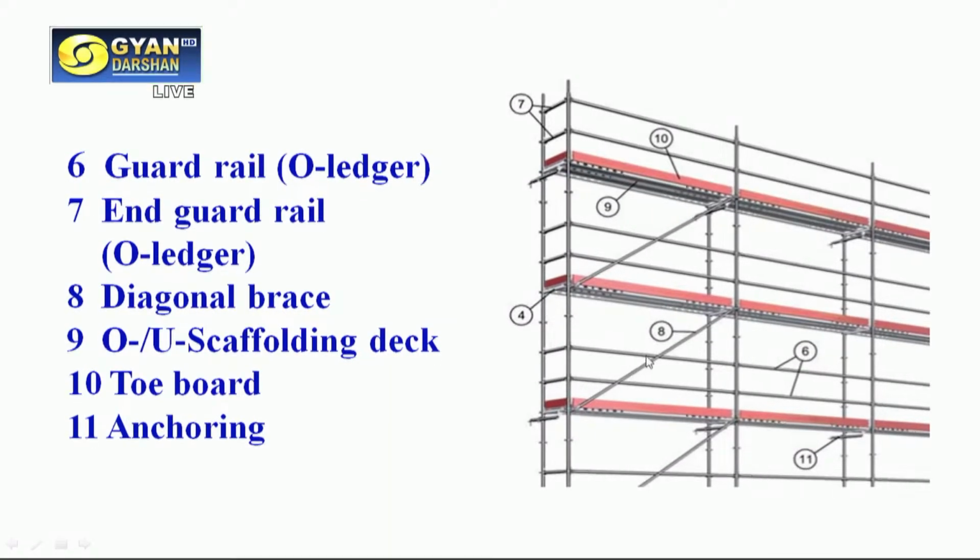And then I earlier told you this diagonal brace, number 8. And then number 9, you see here this is the scaffold deck or platform basically, where the worker will stand and work. Then number 10, you see that this is in red, basically the toe board is provided so that he does not overfoot. Then number 11, you see here the anchoring. So these are some of the members or the components of the scaffolding.